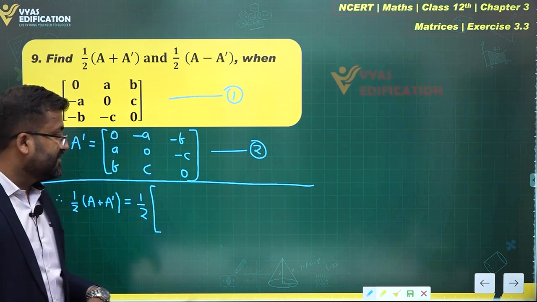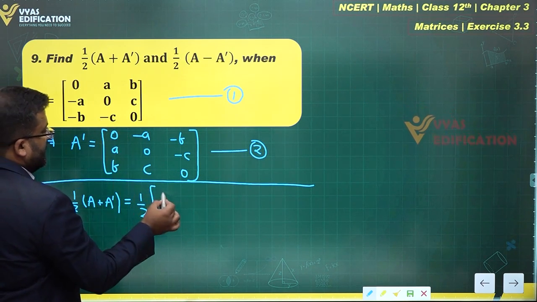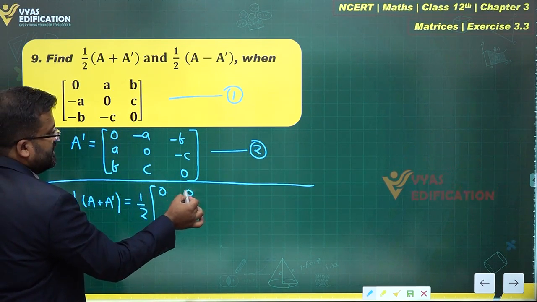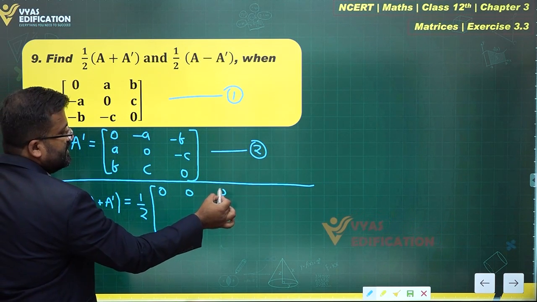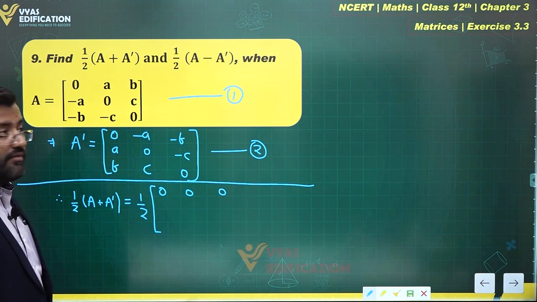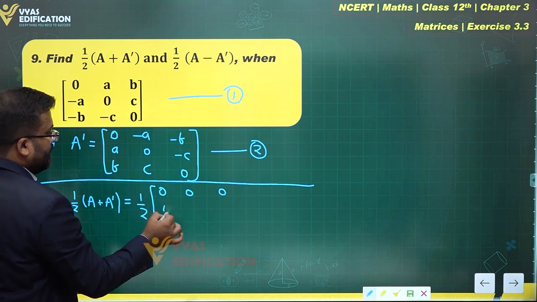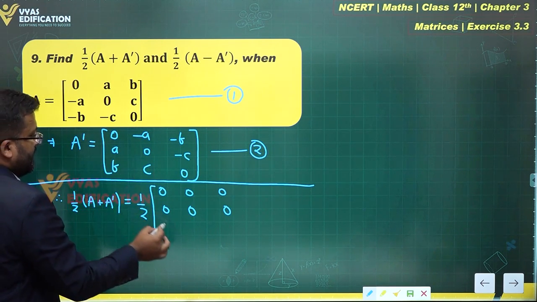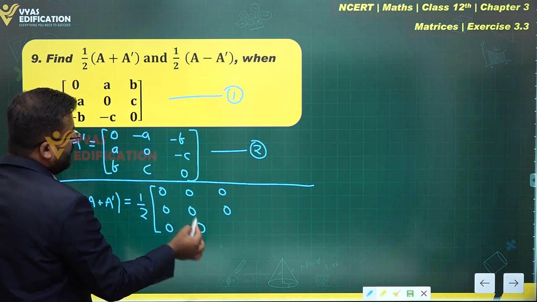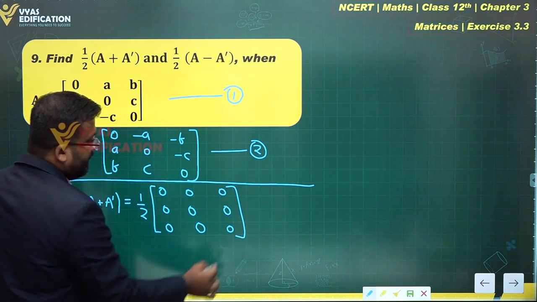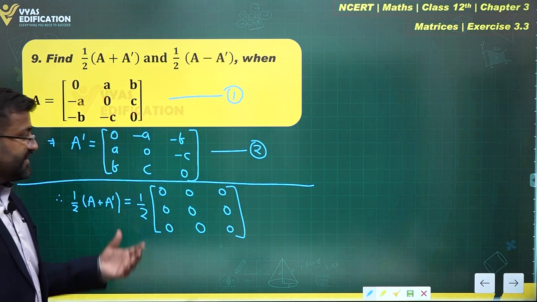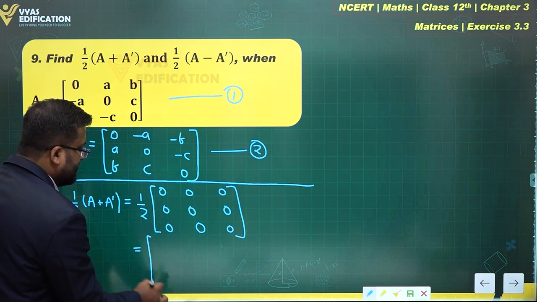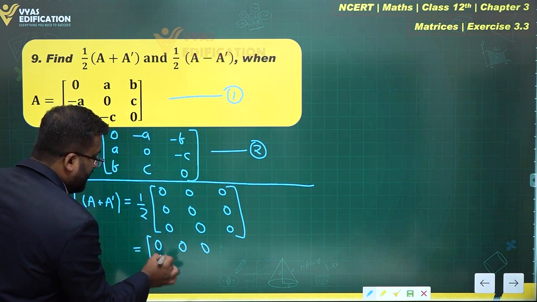Let's add these two matrices. 0 plus 0 is 0. A minus A would be 0. Oh, pretty interesting. B minus B would be 0. All the terms in the first row are 0. The second row, minus A plus A would be 0. 0 plus 0 would be 0. C minus C would be 0. Minus B plus B would be 0. Minus C plus C would be 0. And 0 plus 0 would be 0. Pretty interesting. This is coming out to be a 0 matrix. Multiplied with half, what you get is another null matrix, the same null matrix, right?